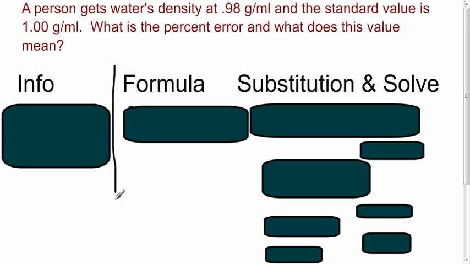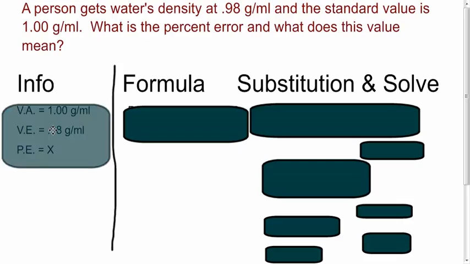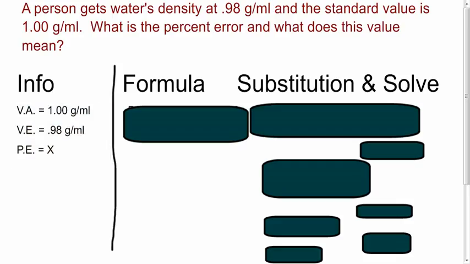The info in this scenario is that I know that my accepted value is 1.00 grams per milliliter. My experimental value is the one that they got, the 0.98 grams per milliliter, and I want to know the percent error, so I make that x.